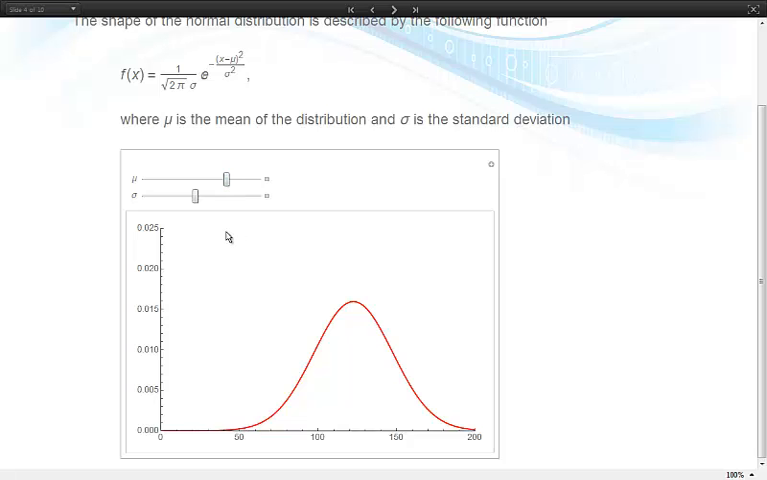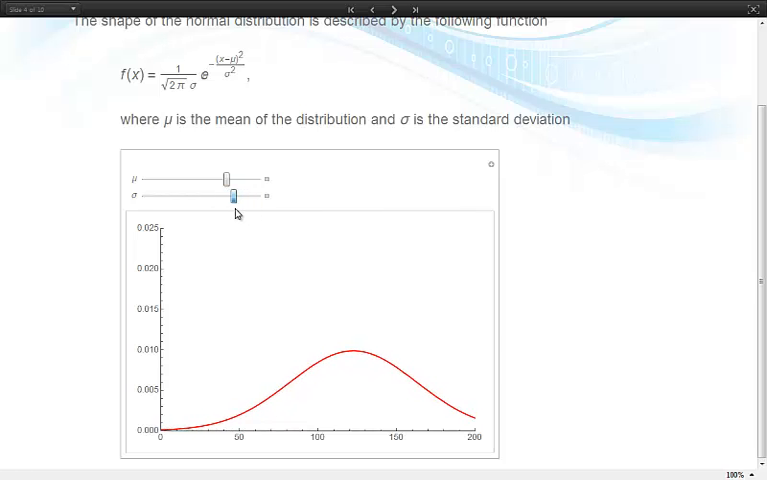Well, what does the standard deviation do? The standard deviation controls the width of the curve. Remember, when we computed standard deviations, a large standard deviation meant the data was widely dispersed, and a small standard deviation meant the data was pretty clustered tightly around the mean. Well, the standard deviation for the bell curve has exactly the same meaning. A very small standard deviation means the data is clustered about the mean. It's tightly centered on the mean. And a very large standard deviation means it's spread out.